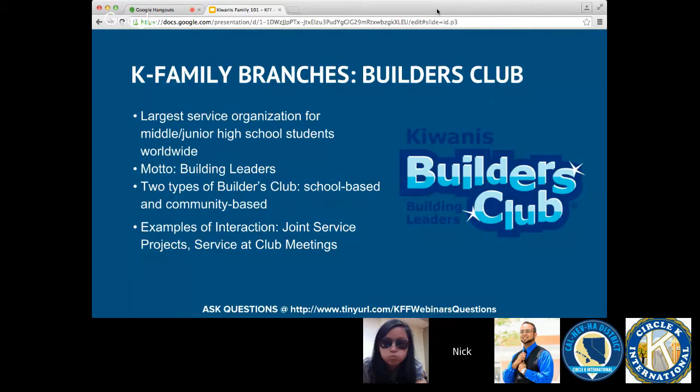And there's actually something I recently learned, that there are two types of Builders Clubs. So there's the school-based, which is at your school, obviously, but there's also community-based, which means you can have a Kiwanis club in, like, a YMCA or Boys and Girls Club, because serving a service group shouldn't only be at school, or if you can't go to school, there's these options too.